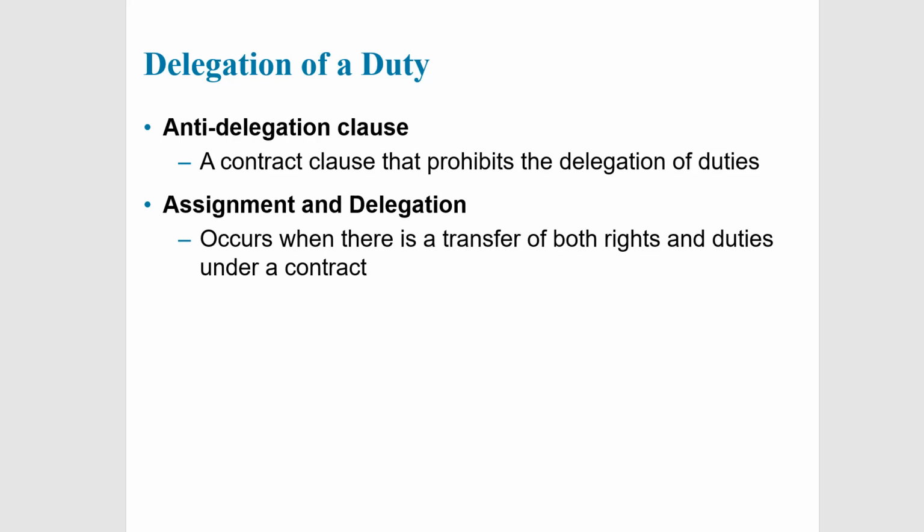If I want to be sure in my contract that the original party can't delegate some duty to a third party, I want to include an anti-delegation clause, saying that duties under this contract cannot be delegated to a third party, or at least I have to approve before those duties can be delegated to somebody else. Assignment and delegation occurs when there's a transfer of both rights and duties under a contract, and that's pretty common. If we're transferring a duty for somebody else to mow my lawn, then they would also have the right to collect money from me. So it would be the transfer of a duty and a right at the same time, assignment and delegation.